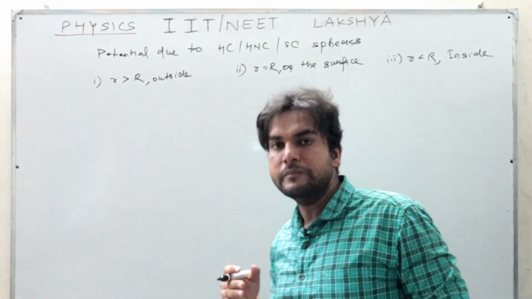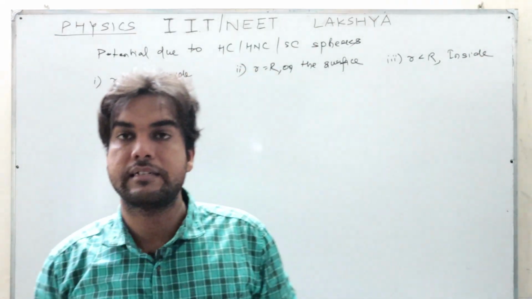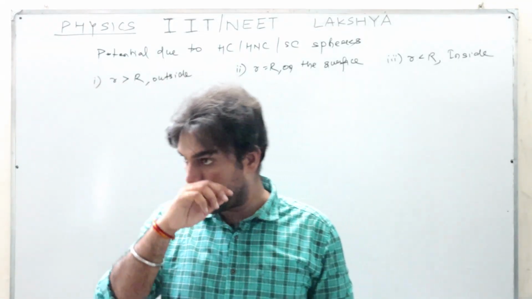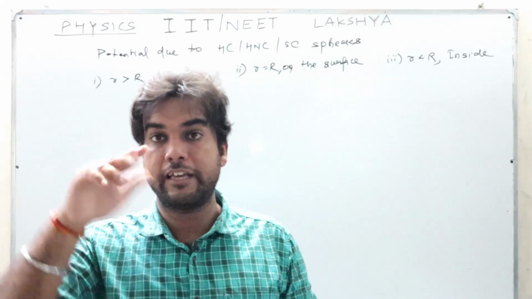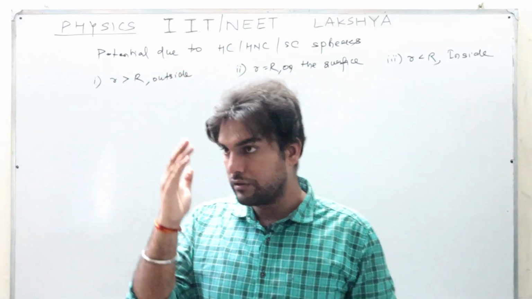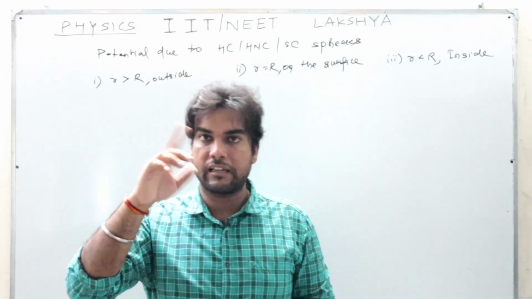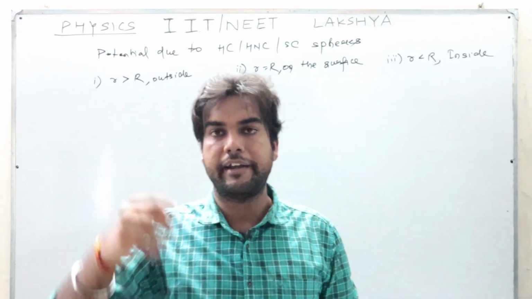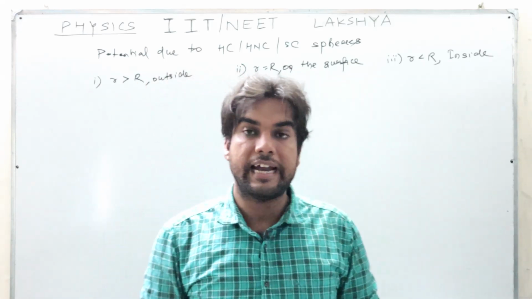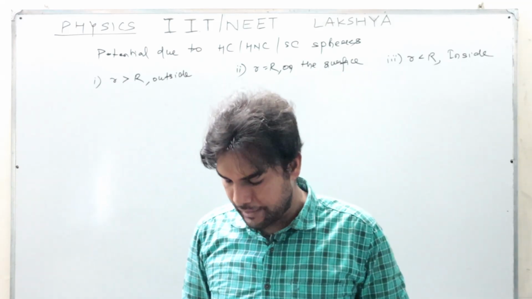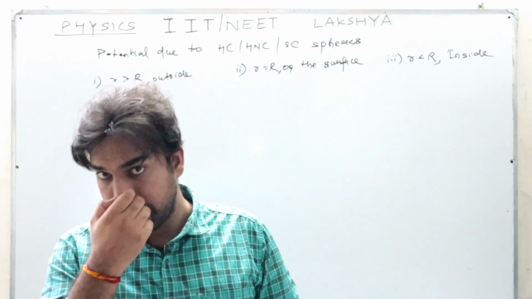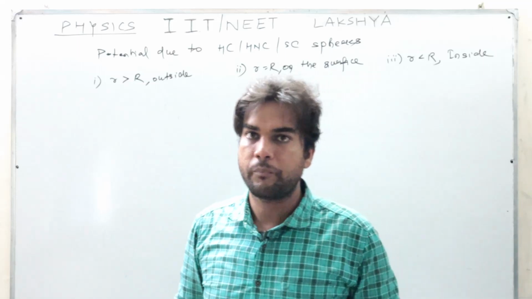I hope you are clear. The same way we had discussed electric field also. In electric field, outside we got the result kq by r square. On the surface we got kq by capital R square, where capital R was the radius of the sphere, and inside we got 0, because no charge was accumulated inside, and hence as per Gauss theorem, electric field was also 0.